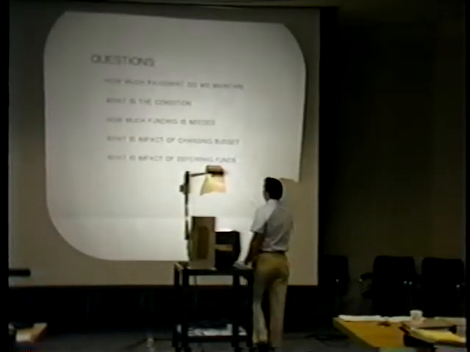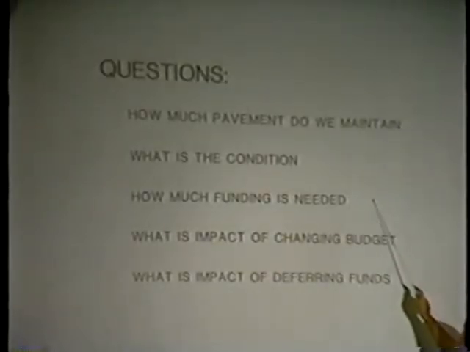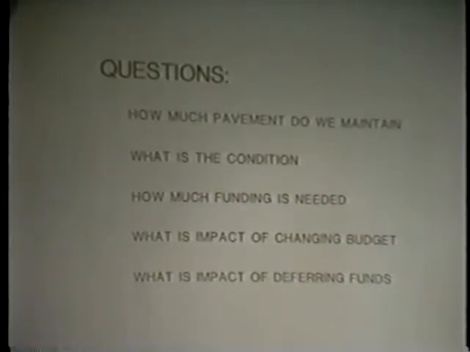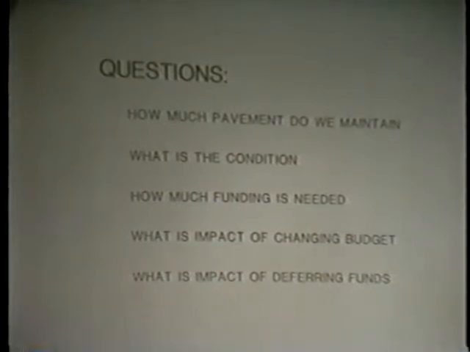The third one addresses how much funding is needed, how much money is needed, and that is where we address how we develop the decision trees to connect the condition of the pavement and the type of pavement with a particular rehabilitation technique and the associated cost.